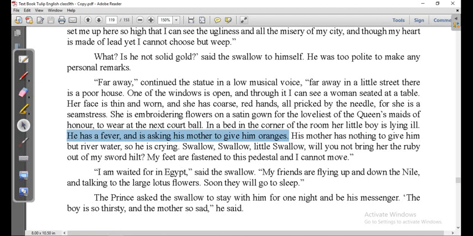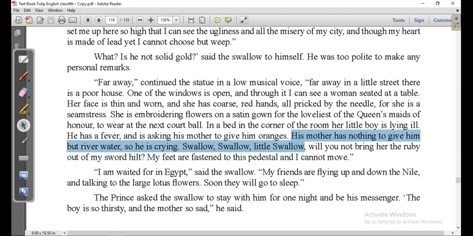So he wanted oranges. His mother has nothing to give him but river water. So he is crying. But his mother has not a penny to bring oranges for that poor boy, her poor son, who is suffering from fever. She has only one thing to offer, that is river water, which she had brought from the river. "Swallow, little swallow," now he is calling the swallow.